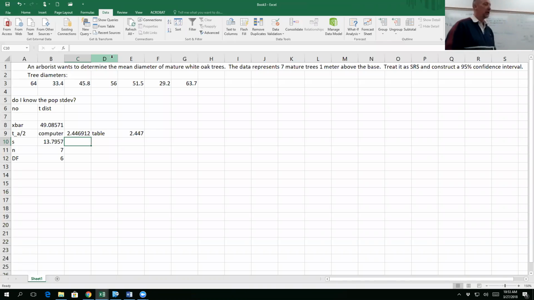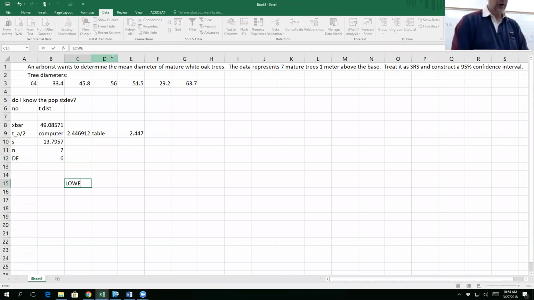So you can think of this essentially, how many standard deviations am I away? 2.447 and minus 2.447. Does that make sense? Okay, so I have everything I need to do this. Now I'm going to create a lower and an upper. It's always the lower number first.